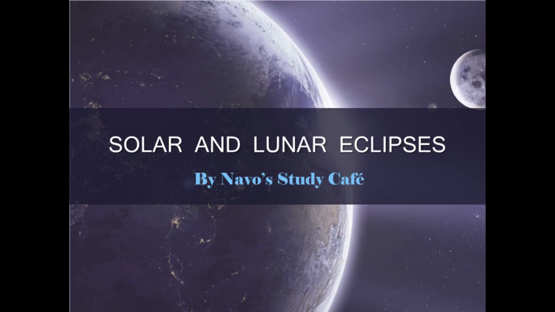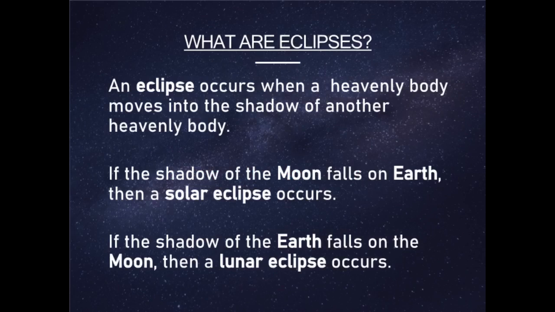Let's begin. First of all, what are eclipses? An eclipse occurs when a heavenly body moves into the shadow of another heavenly body. For instance, if the shadow of the moon falls on Earth, then a solar eclipse occurs. Similarly, if the shadow of the Earth falls on the moon, then a lunar eclipse occurs.